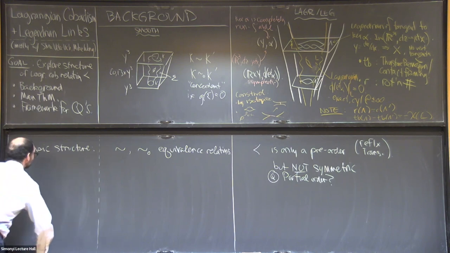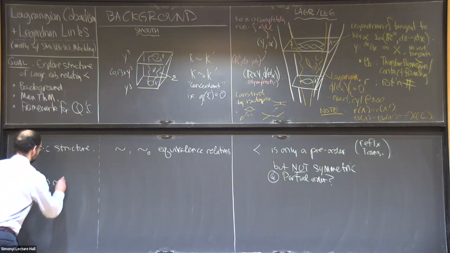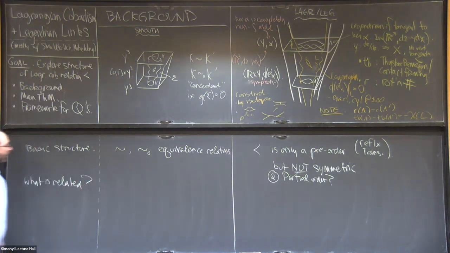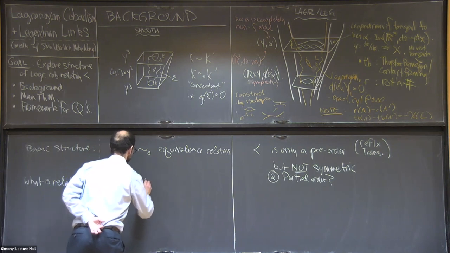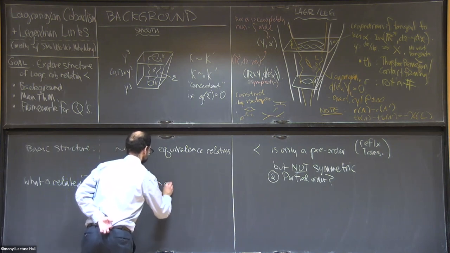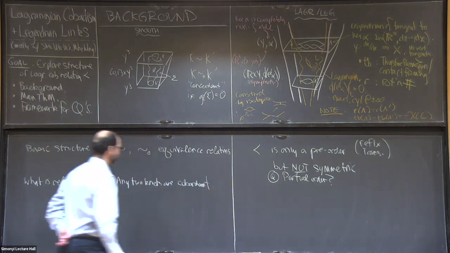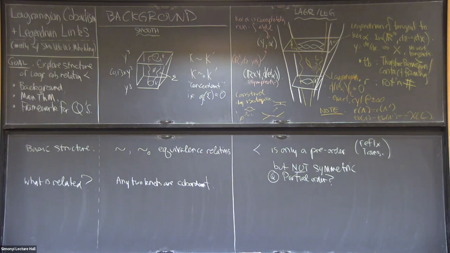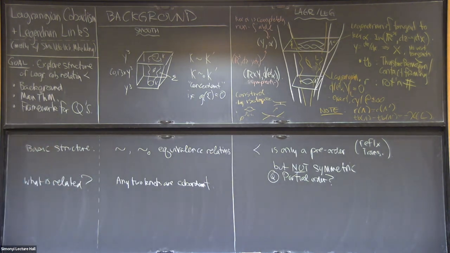Okay, so maybe we should ask what the relation is. On the smooth side, this is why it's boring. Everything is related. Any two knots are cobordant. So in other words, this relation is boring. But concordance is actually super interesting.